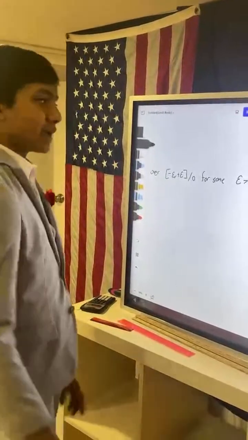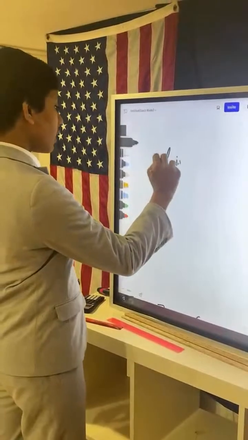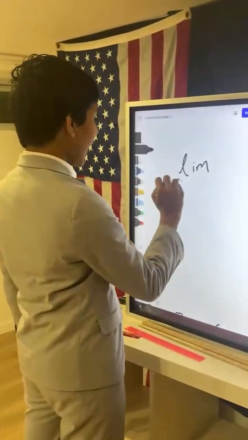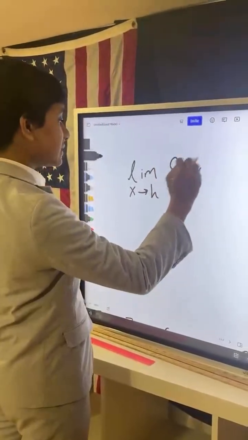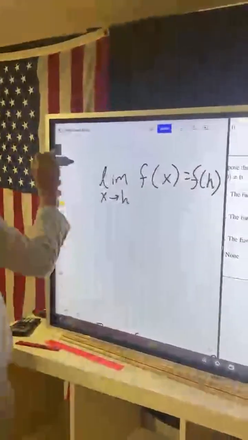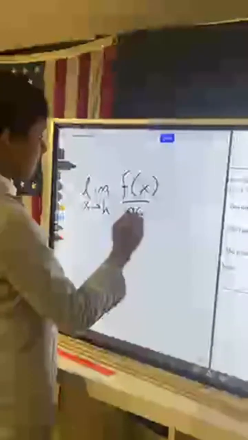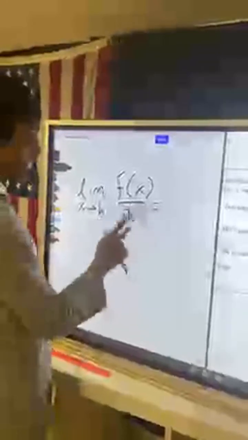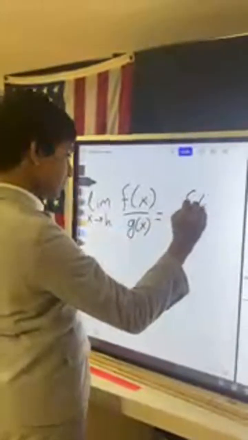Okay, let's examine this using the definition of continuity. Continuity means that the limit as x approaches h of f of x is equal to f of h for all h in our interval. So let's try this. We need to prove that this is equal to this.